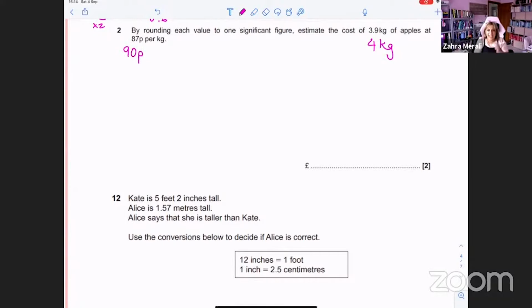Right, so if every 1 kilogram we're saying is approximately 90p, how much will 4 be? So all we're doing is 90 times 4. So 9 fours, you know your trick with your fingers, you can put your 4th finger down, you get 36. So you get 360. And they want it in pounds, this is in pence. So that's £3.60, and that's your estimate, right? Because you've rounded them both up.